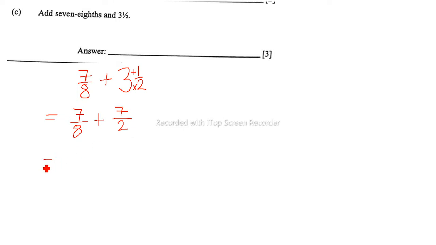Now here we need to find the lowest common multiple between 2 and 8. So if we were to list out the multiples of 2, it's going to be 2, 4, 6, 8, and 10. If we list out the multiples of 8, we have 8, 16. Help me out, someone. With 8 times 3.